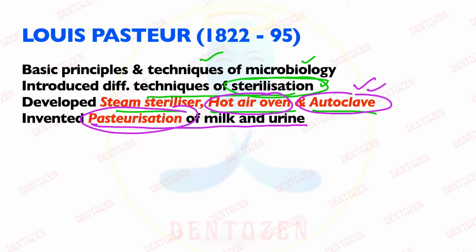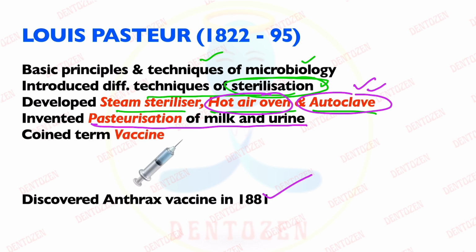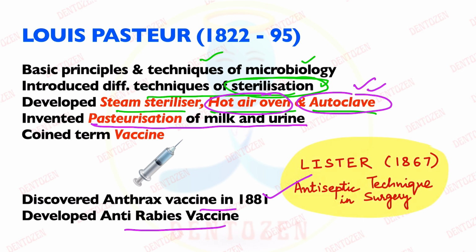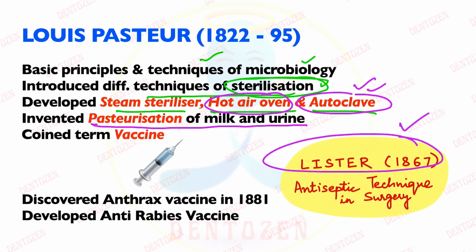Pasteurization is the technique by which it is partially sterilized to make it safe. He also coined the term vaccine and discovered anthrax vaccine and anti-rabies vaccine. So many contributions by Louis Pasteur. So application of Louis Pasteur's work was done by another person, that is Joseph Lister, who introduced the antiseptic technique in surgery. So that is another important contribution. He used carbolic acid for antiseptic technique and reduced the death rate.